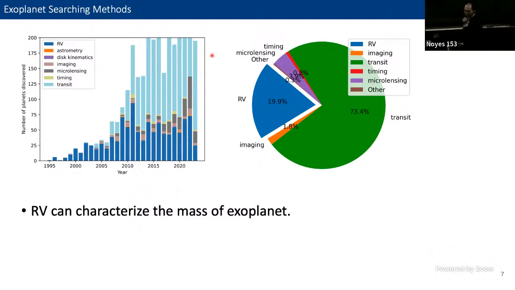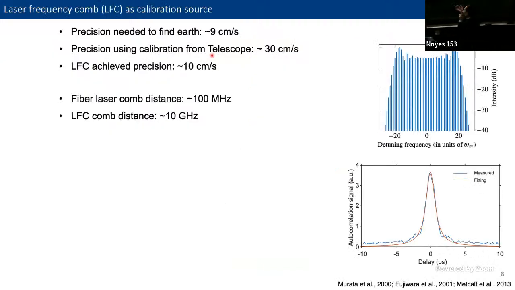Given such importance of the radial velocity method, we need to develop techniques to boost the frequency calibration precision. Here is some motivation for why. If you consider yourself an alien outside the solar system trying to identify the Earth rotating around the sun, what precision would be needed for that observation? You can calculate the effective two-body motion between the Earth and the sun, and the radial velocity of the sun will be around 9 centimeters per second.